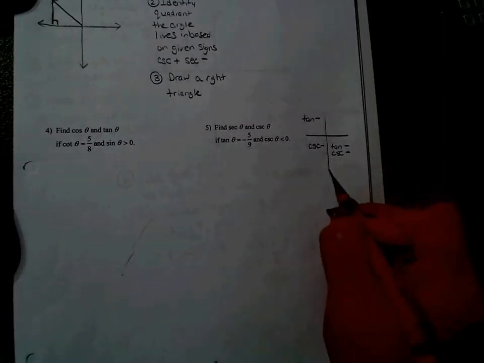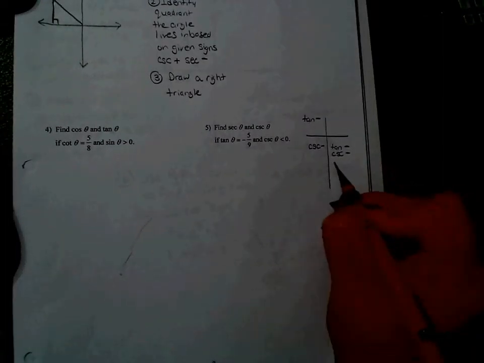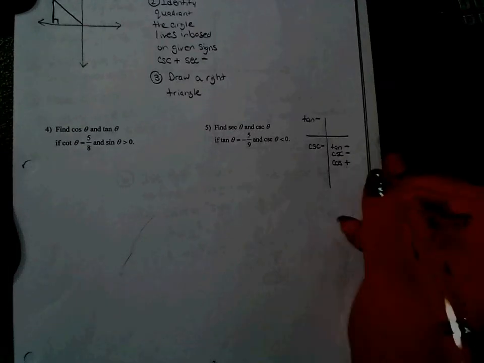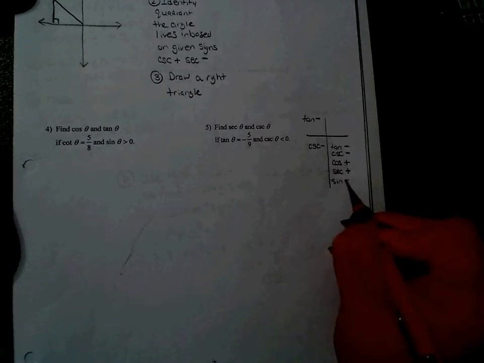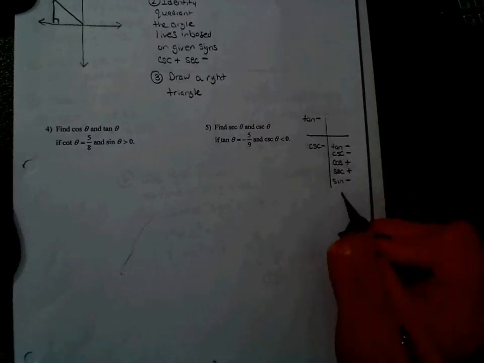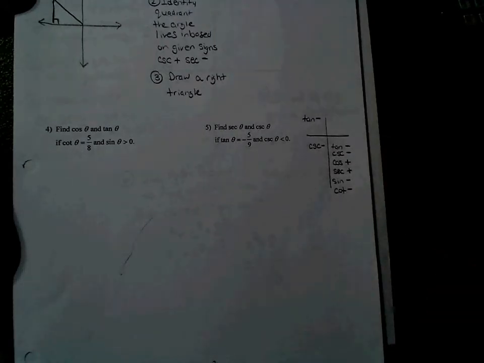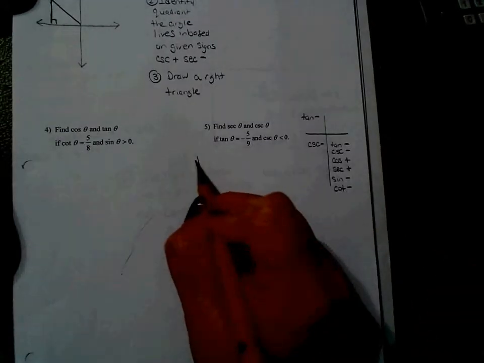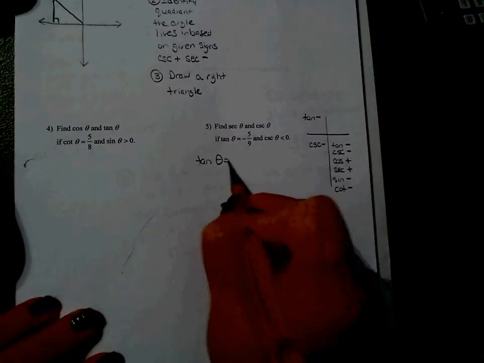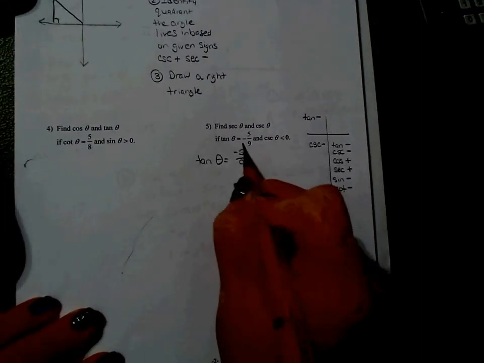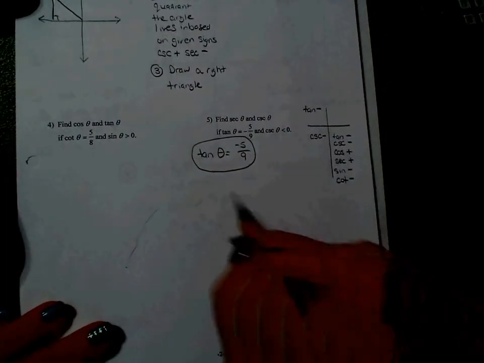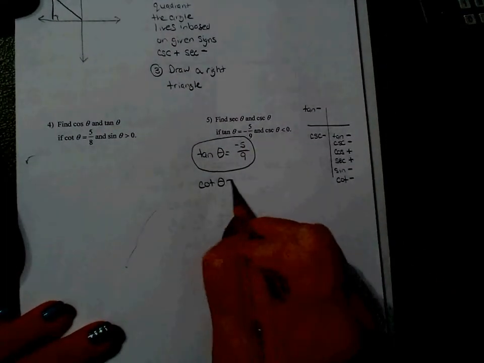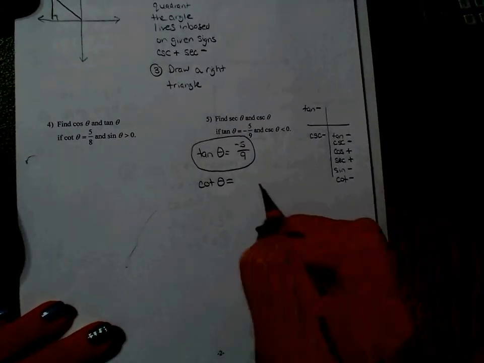So when we work these out in the fourth quadrant, cosine is positive, secant is positive, sine is negative, cosecant is negative, tangent is negative, and cotangent is negative. So there's the signs that I'm going to put on them when I work them out. Alright, so first thing we're going to do is write down what we're given. Tangent is negative 5/9. And then we're going to do the reciprocal of that, cotangent. Cotangent is also negative because it's just the reciprocal.